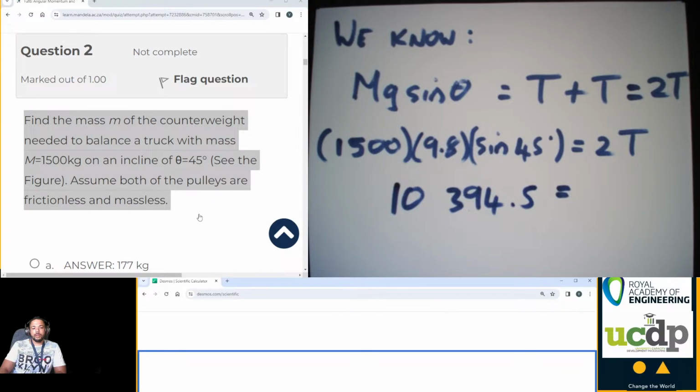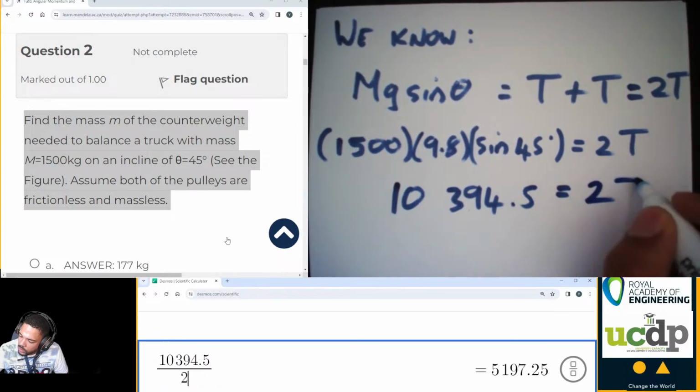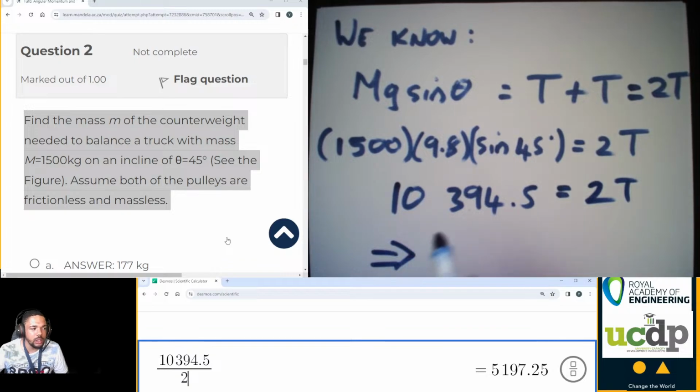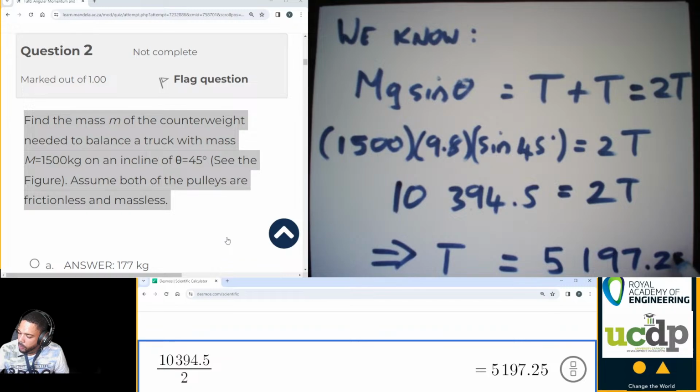Now if I divide that, 10,394.5 divided by 2, because remember, this is equal to 2T. We want T. Therefore, T is equal to that divided by 2, which is 5,197.25. Of course, that force is in newtons. The tension is 5,197 newtons towards the right, or upwards towards the pulley system.